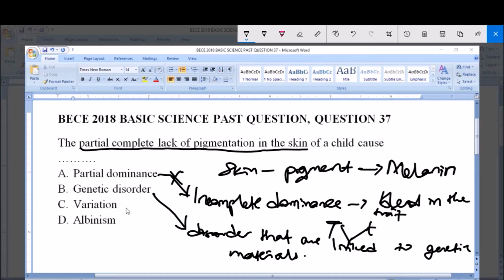So C here says variation. And like we know, variation simply refers to the differences in organisms, differences in living things. That's what variation refers to. And this variation is as a result of sexual reproduction.